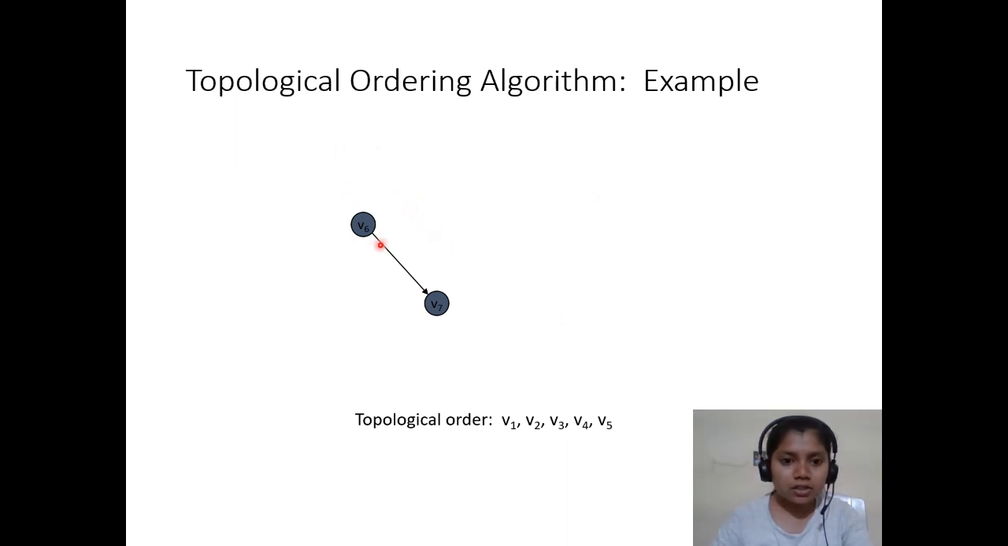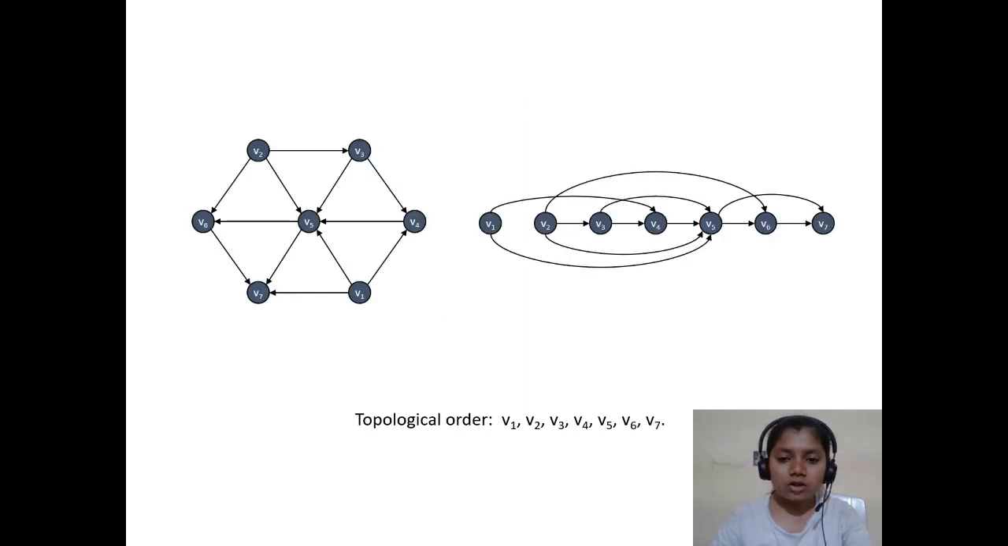Now we see that V6 has no incoming edges, so we delete V6 and its outgoing edges, and we observe that only one vertex, V7, is remaining, and V7 is moved to the output. Now we have the empty graph. So this is the topological sort order of this graph.